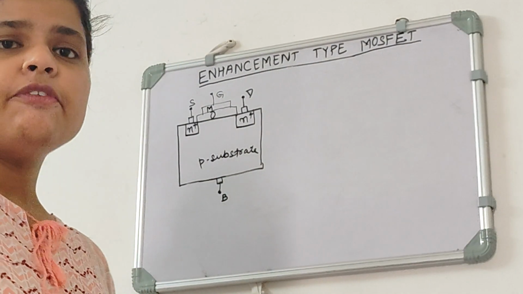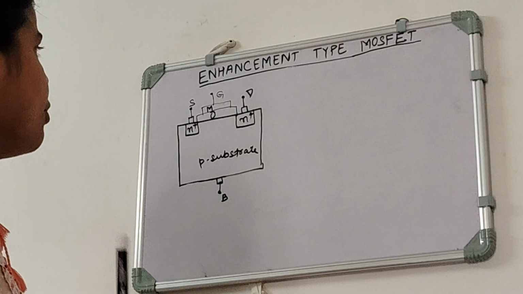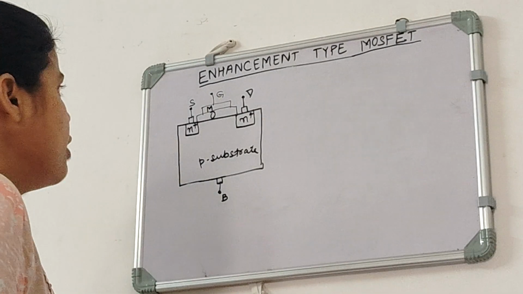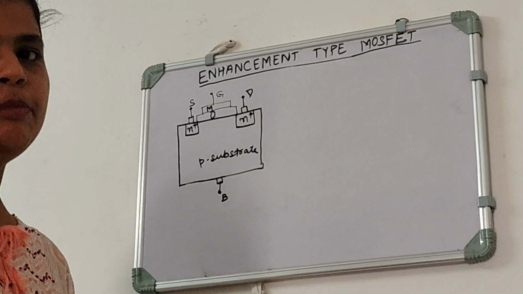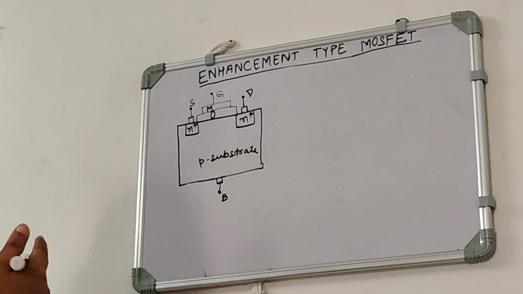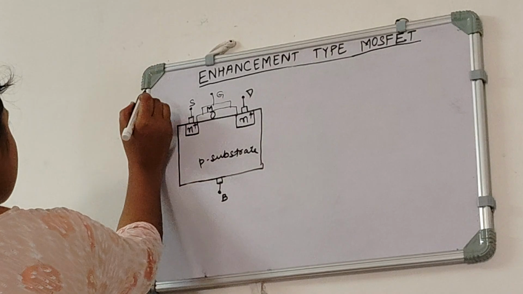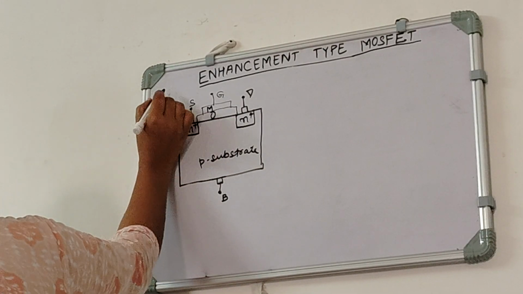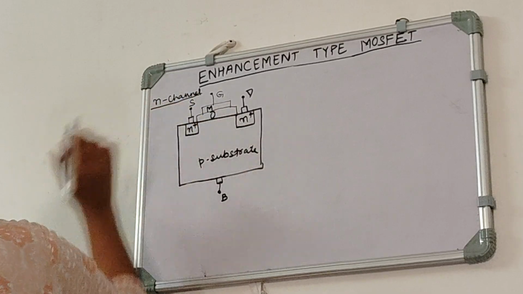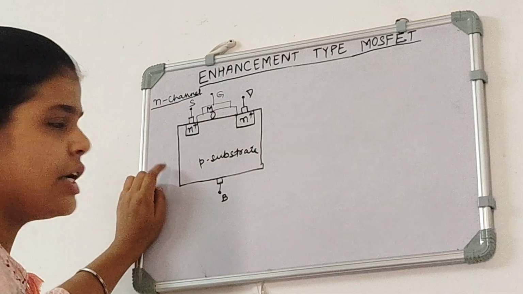So today we will see the enhancement type MOSFET and its working. In the previous video we saw the working of p-channel depletion type MOSFET. So here first we will see the n-channel enhancement type MOSFET. So here is its structure.